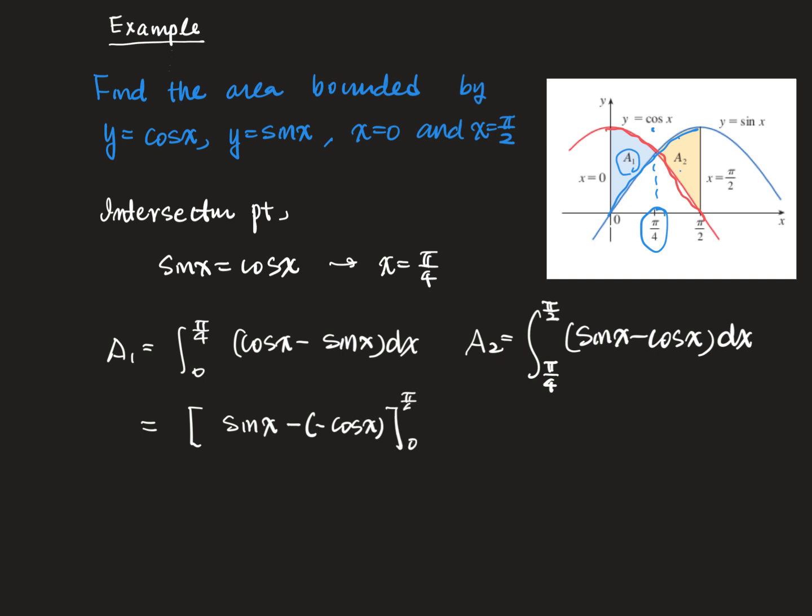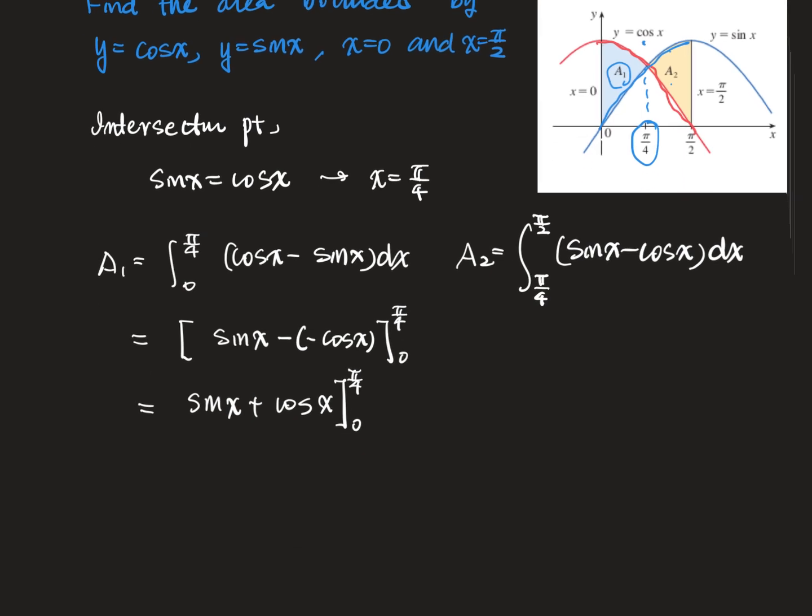From 0 to pi over 4, this one is going to be sine x plus cosine x. What do we get when we plug in pi over 4? Sine pi over 4 plus cosine pi over 4, minus sine 0 plus cosine 0.